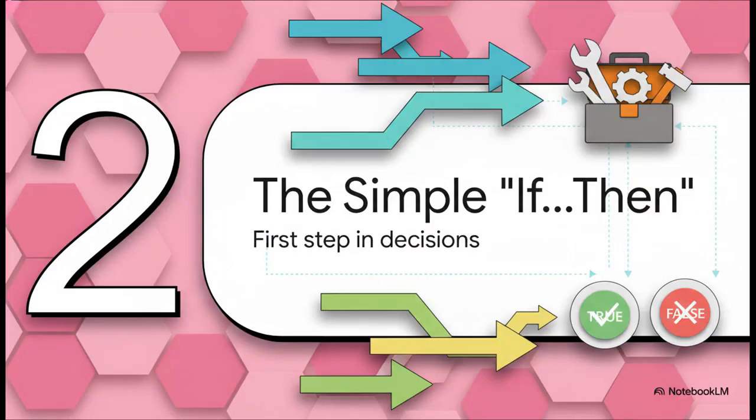All right, let's build our very first decision. The absolute bedrock, the foundation of all branching, is a super simple statement. If, then. This is the first tool you get that makes your code start to feel, well, intelligent.